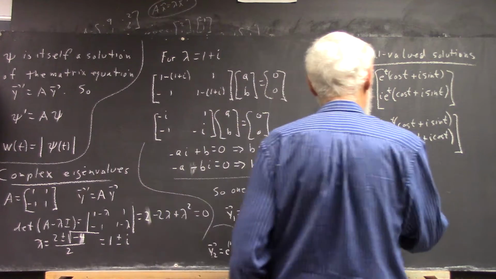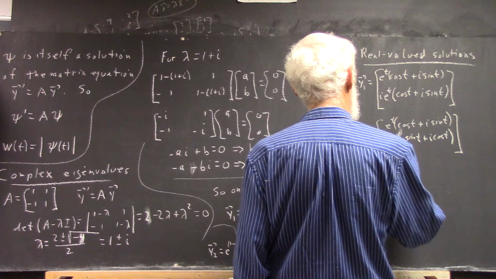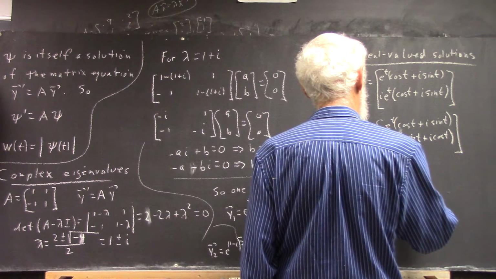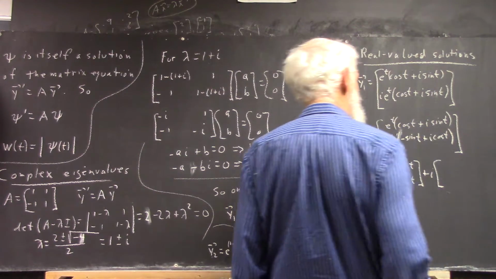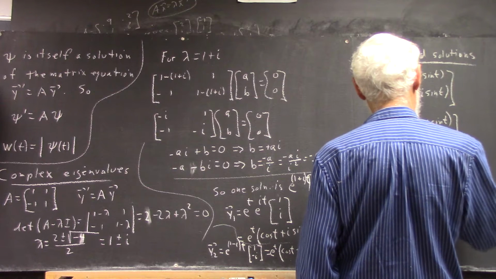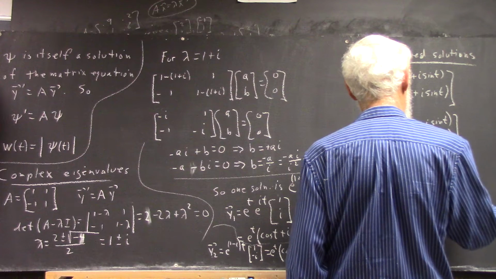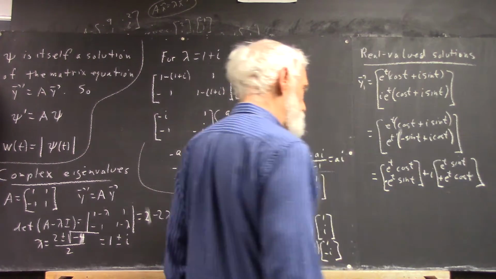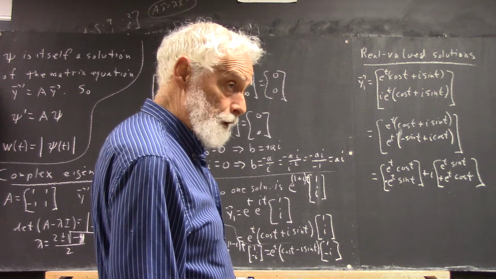Okay? Which equals e to the t cosine t, e to the t sine t, plus I times e to the t sine t, negative, and this should be negative, sorry, this is positive, e to the t cosine t. Okay?